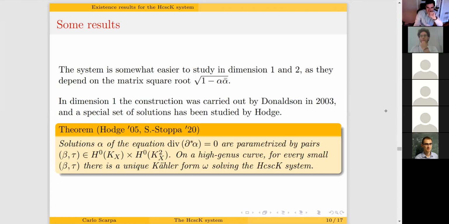So the problem is unobstructed in the sense that for each fixed initial data, let's say beta and tau, we can show that there is a unique Kähler form that solves the Hitchin-cscK system. So in dimension 1, the problem is unobstructed, as you would expect on a Riemann surface. Everything becomes much easier. Now, this special set of solutions studied by Hodge essentially corresponds to setting beta equal to 0. So he studied a codimension G set of solutions, where G is the genus of the curve. But his existence result is much sharper than ours. So we will have to pay a price for also taking into account this other term, beta.